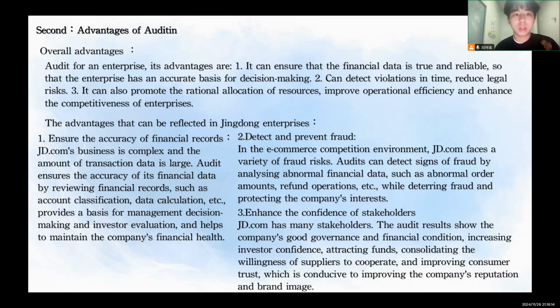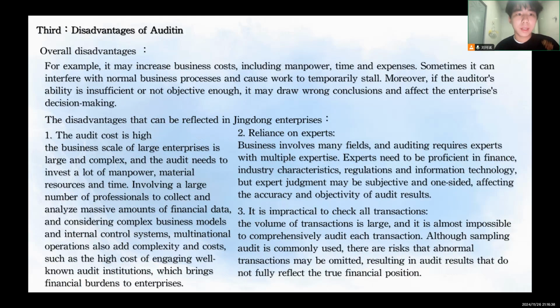Audit results demonstrate the good governance and financial performance of the company and improve investor confidence and attract capital, strengthen the suppliers' willingness to cooperate, increasing the commercial trust and help to enhance the company's reputation and brand image. And the third is the disadvantage of the auditing.